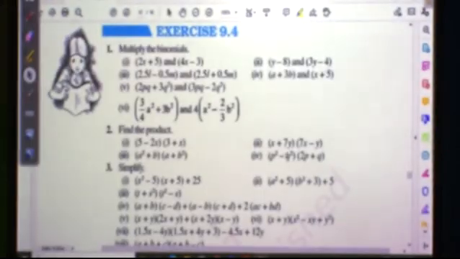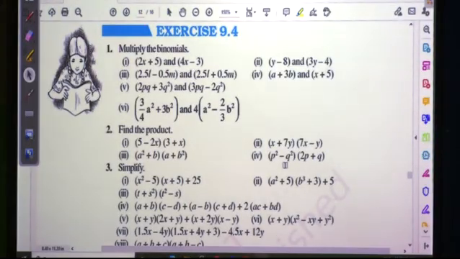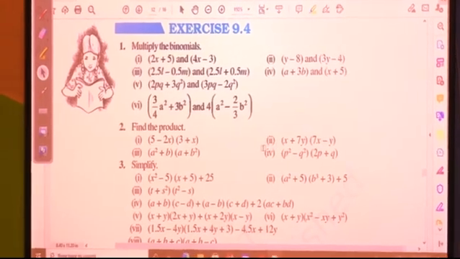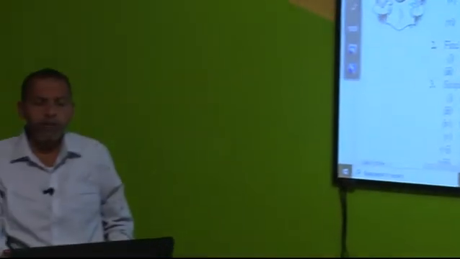Proceeding further, we can see that the third sum is 2.5L minus 0.5m and 2.5L plus 0.5m. We shall solve this sum in the next session. Today we shall conclude this session here, and in the next session we shall continue with the exercise further.